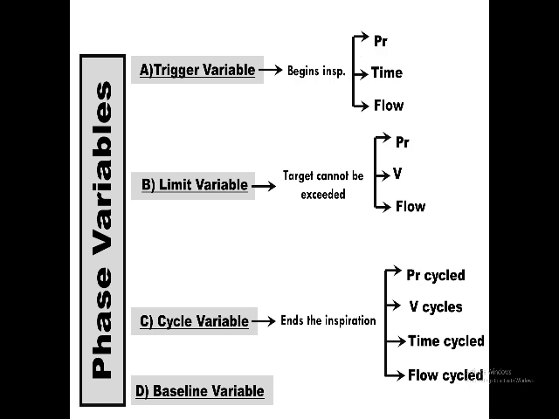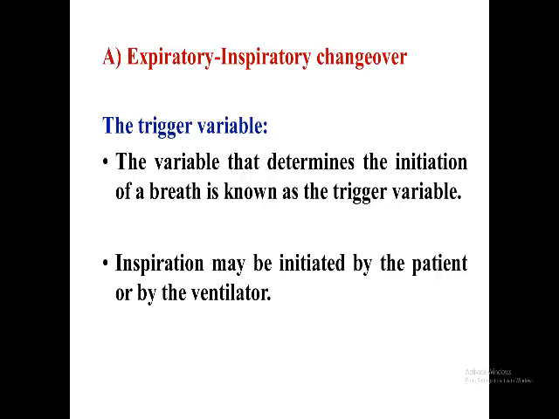These are the phase variables. The trigger variable begins inspiration, like pressure, time, volume or flow. There is the limit variable, limiting the inspiration, a target that can't be exceeded: pressure, volume or flow. The cycle variable ends the inspiration, ending the cycle of breathing: pressure cycled, volume cycled, time cycled or flow cycled. Expiratory and inspiratory change over.